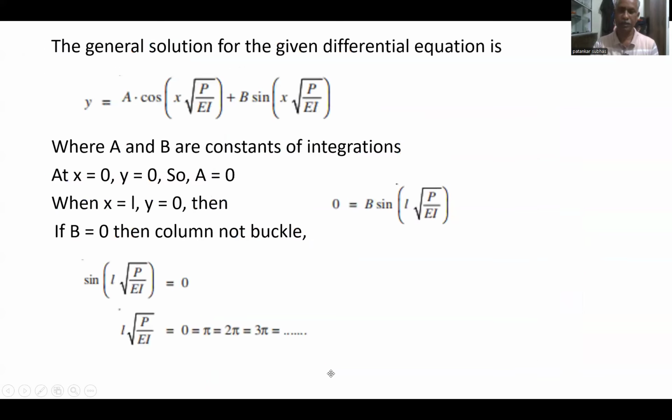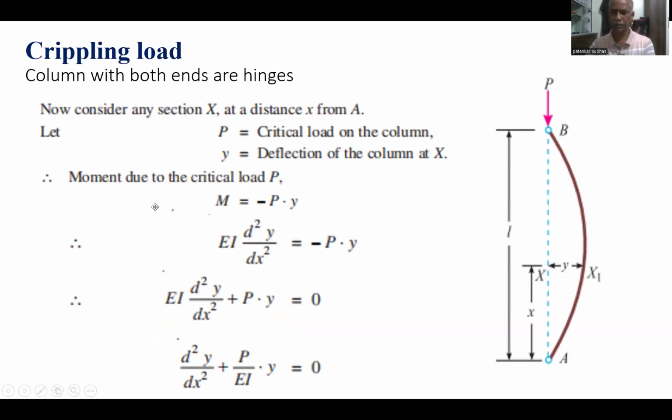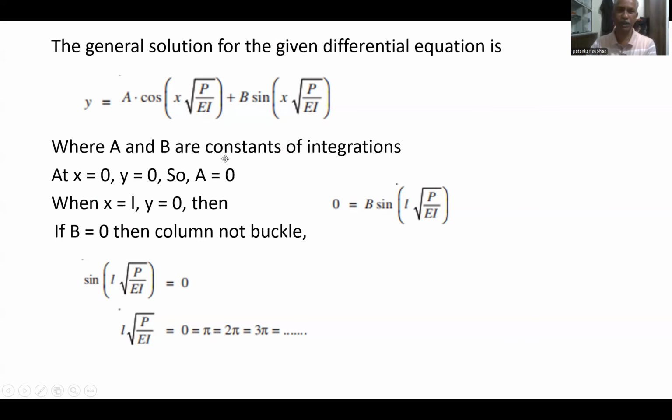And for this, the general solution of this differential equation is y equals A cos x under root of P by EI plus B sin x under root of P by EI, where A and B are the constants of integration. So when we consider x equal to 0, that means we reach the point A here, and therefore at x equal to 0, y is also equal to 0. When we put these two values, we get A equal to 0 in this equation.